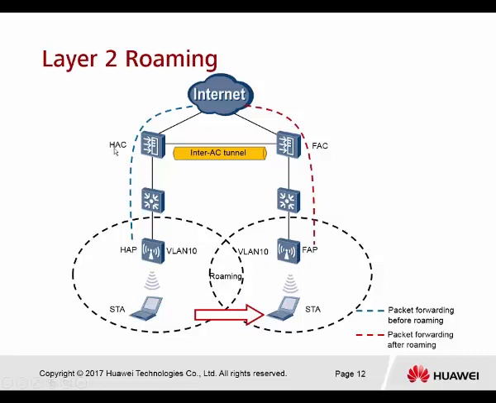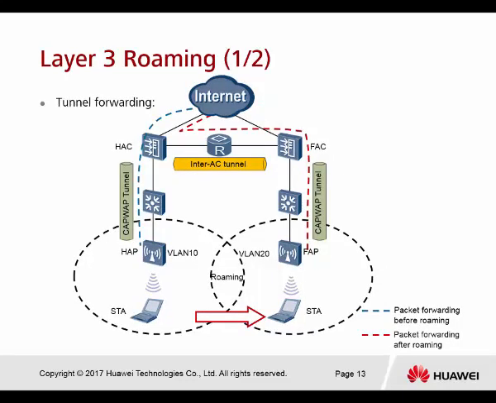The HAC stands for home AC, and there is the home AP. And this is a foreign AC, foreign AP. Before I roam to another area, the user data is sent forward directly to the internet. After I perform the roaming, when the STA enters another BSA, my packets will go through the FAC and then go to the internet. This only happens in layer 2 roaming.